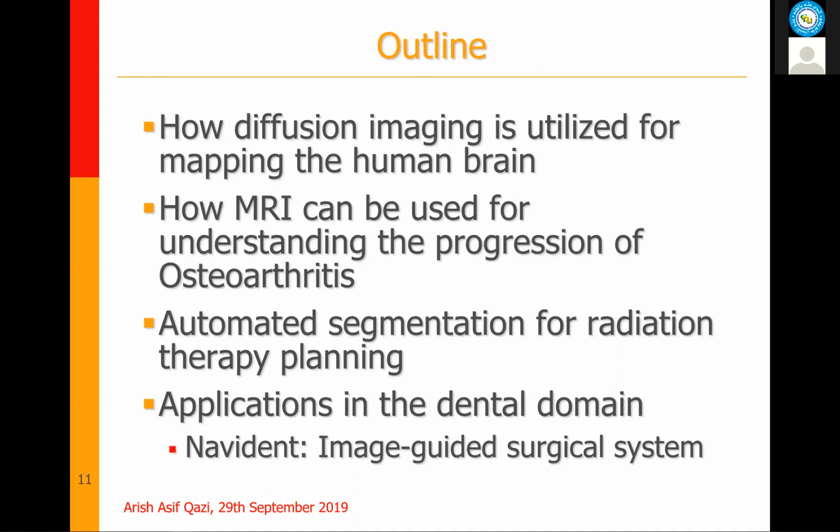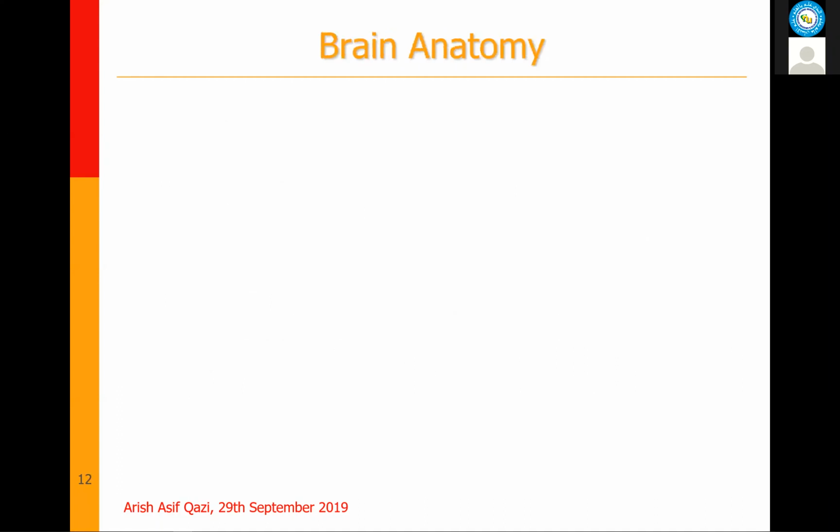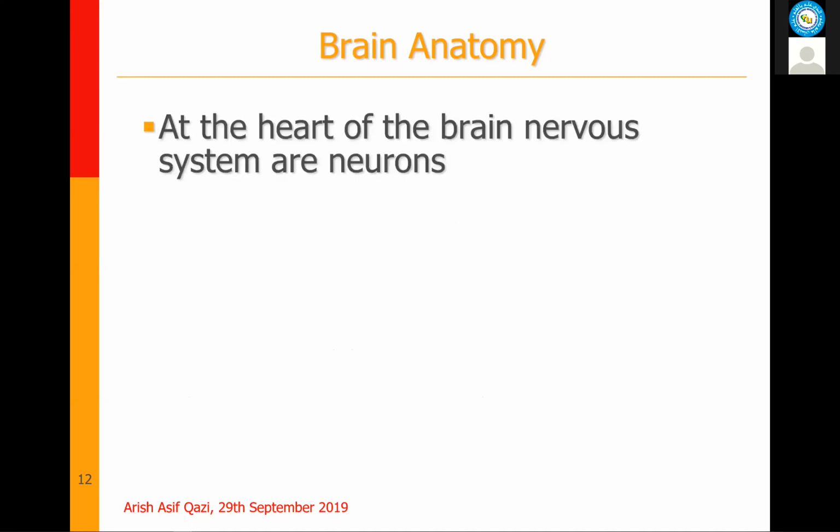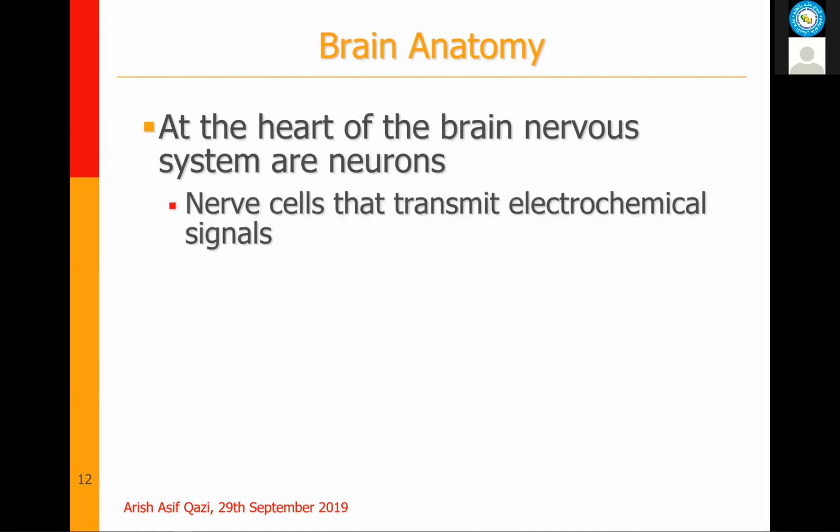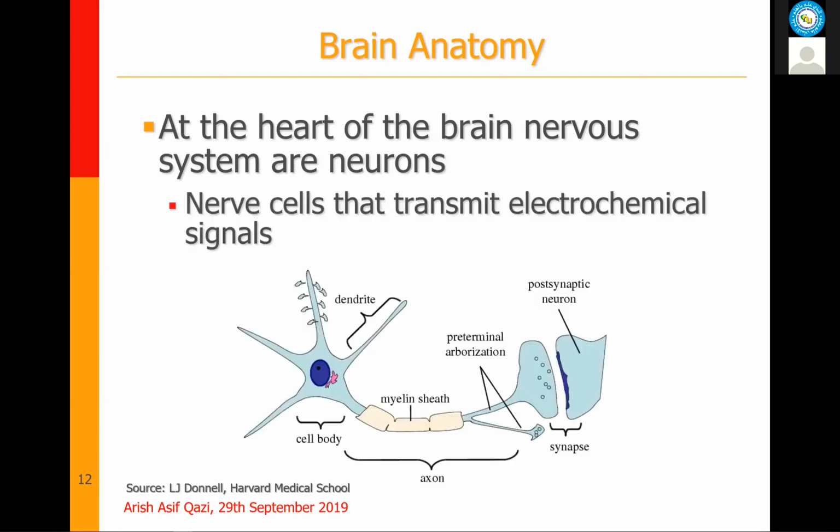Yeah, this is the outline of the presentation. So let's start with diffusion imaging. At the heart of the brain nervous system are neurons. Neurons are nerve cells that transmit electrochemical signals. This is what a neuron looks like. It's divided in two parts, the cell body and the axon.